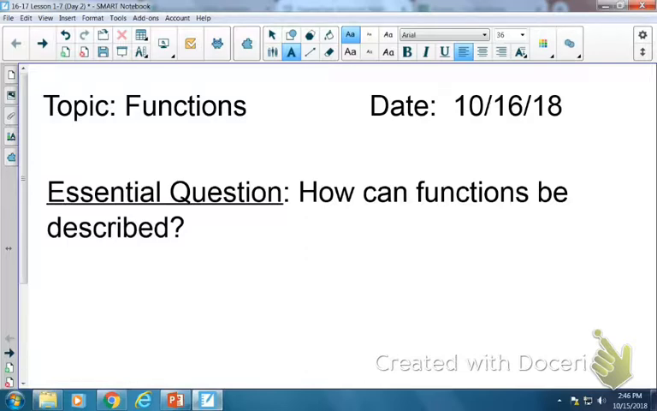Second, I need you to write down everything possible today to the best of your ability, because yesterday I wanted to stress that retakes will depend upon what your notes look like. So whatever we write down, I need you to write it down also. All right, so the topic, functions, today's date, and the essential question is, how can functions be described?